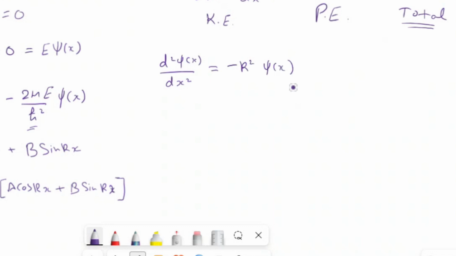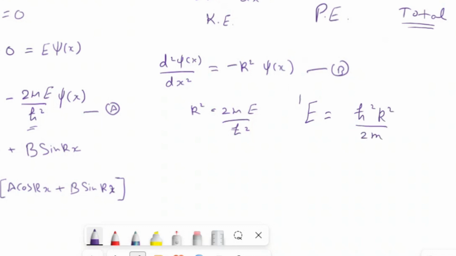Now, if we compare this equation A and this equation B, it means k square is actually 2 m E upon h square. If we rearrange it, we will get the expression of energy, which is E equal to h square k square upon 2m, which we actually saw in the string case as well. Now here k can take any value, which means E can take any value.